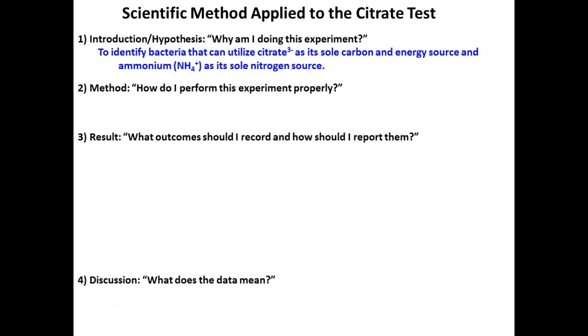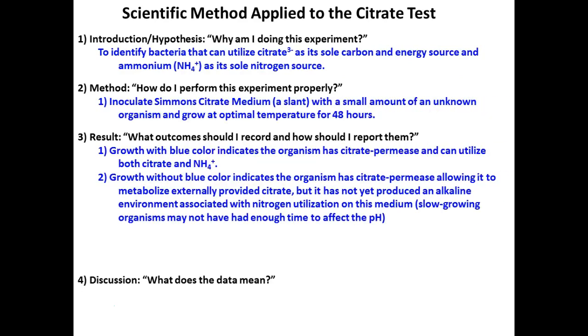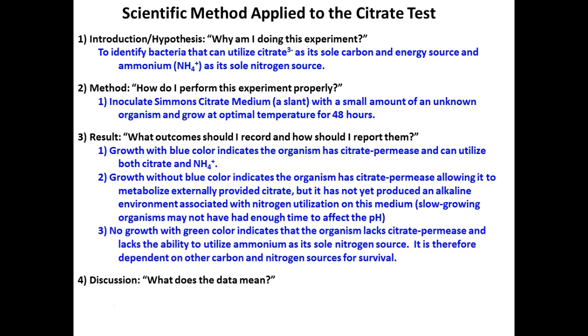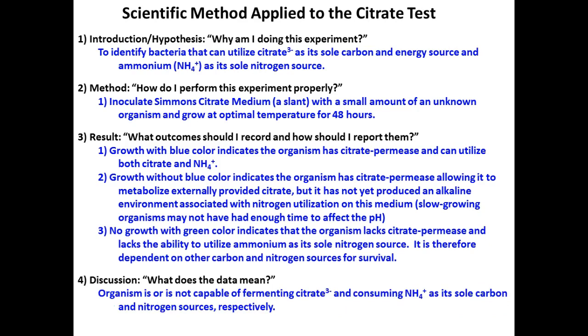So again, for this test, we want to know, does your organism have citrate permease? Can it bring citrate in? And then once it brings the citrate in to use as a carbon source, it's going to utilize the ammonia, it's going to produce the base, and then you're going to get this blue color. What happened to your poor organisms if they don't have citrate permease? They died, and you got no color change. So the organism either is or is not capable of fermenting citrate and consuming the ammonia as their sole carbon and nitrogen sources.